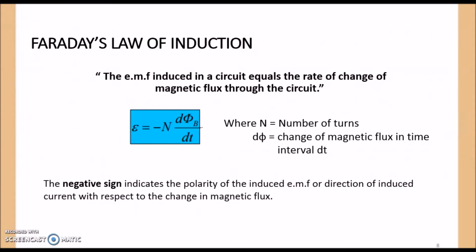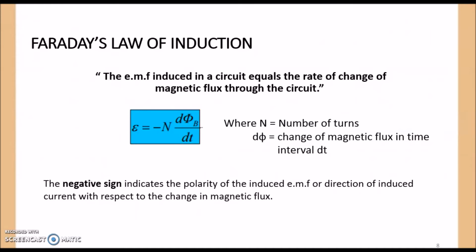So, negative shows the polarity of induced EMF or the direction of induced current with respect to the change in magnetic flux. This negative sign refers to Lenz's law. So, it is related to the direction of induced current. We are going to apply Lenz's law when we want to determine the direction of induced current in the solenoid. N is the number of turns, times the change of magnetic flux with time interval.